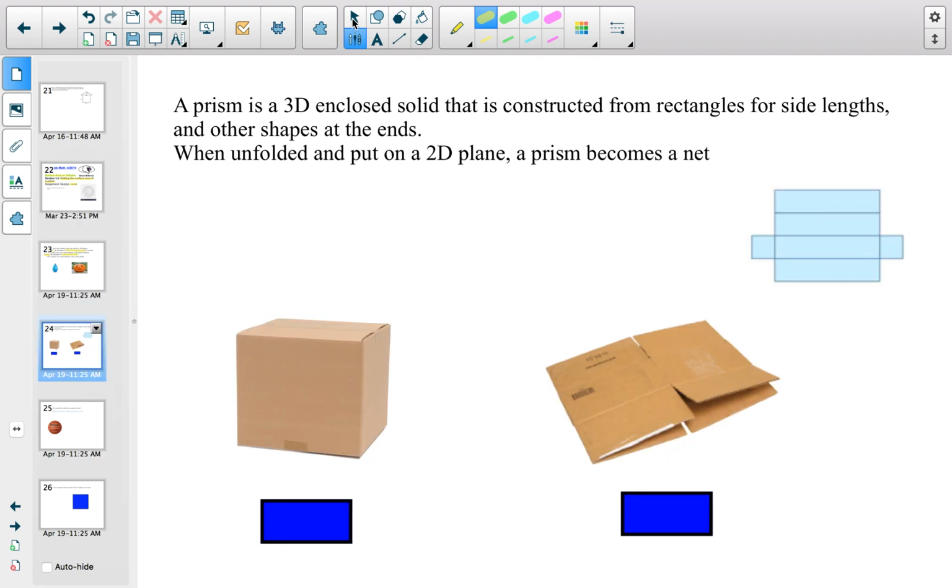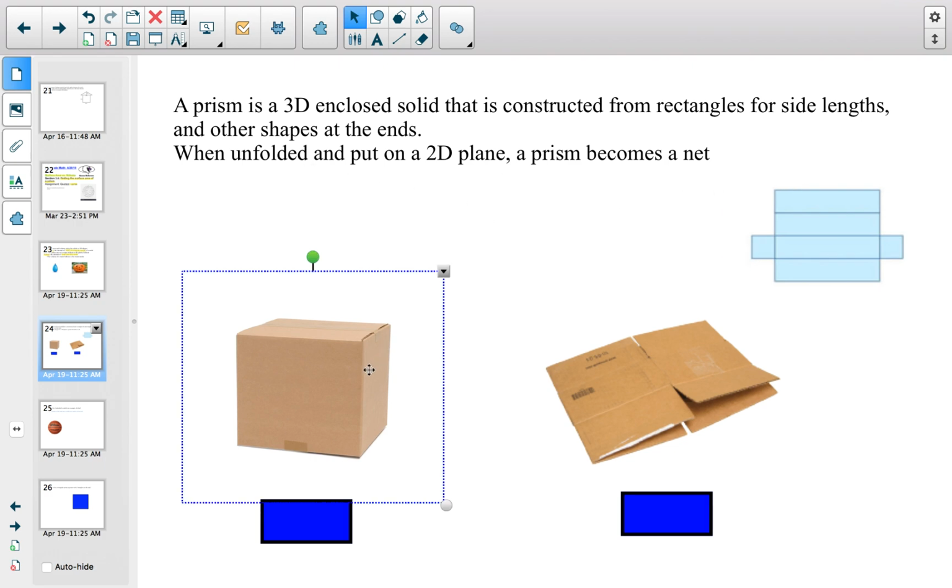So, we move on here. A prism is an enclosed solid that is constructed from rectangles on 4 sides. So do we see the 4 sides right here? 1, 2, 3, 4. Those 4 sides, and then 2 other sides on the end to make it enclosed. Okay? So with any prism, you will have the same shape on this side and then something that makes it look almost like a tube in a way, where it just extends these 2 shapes. Okay? So this would be an example of a prism, this box.